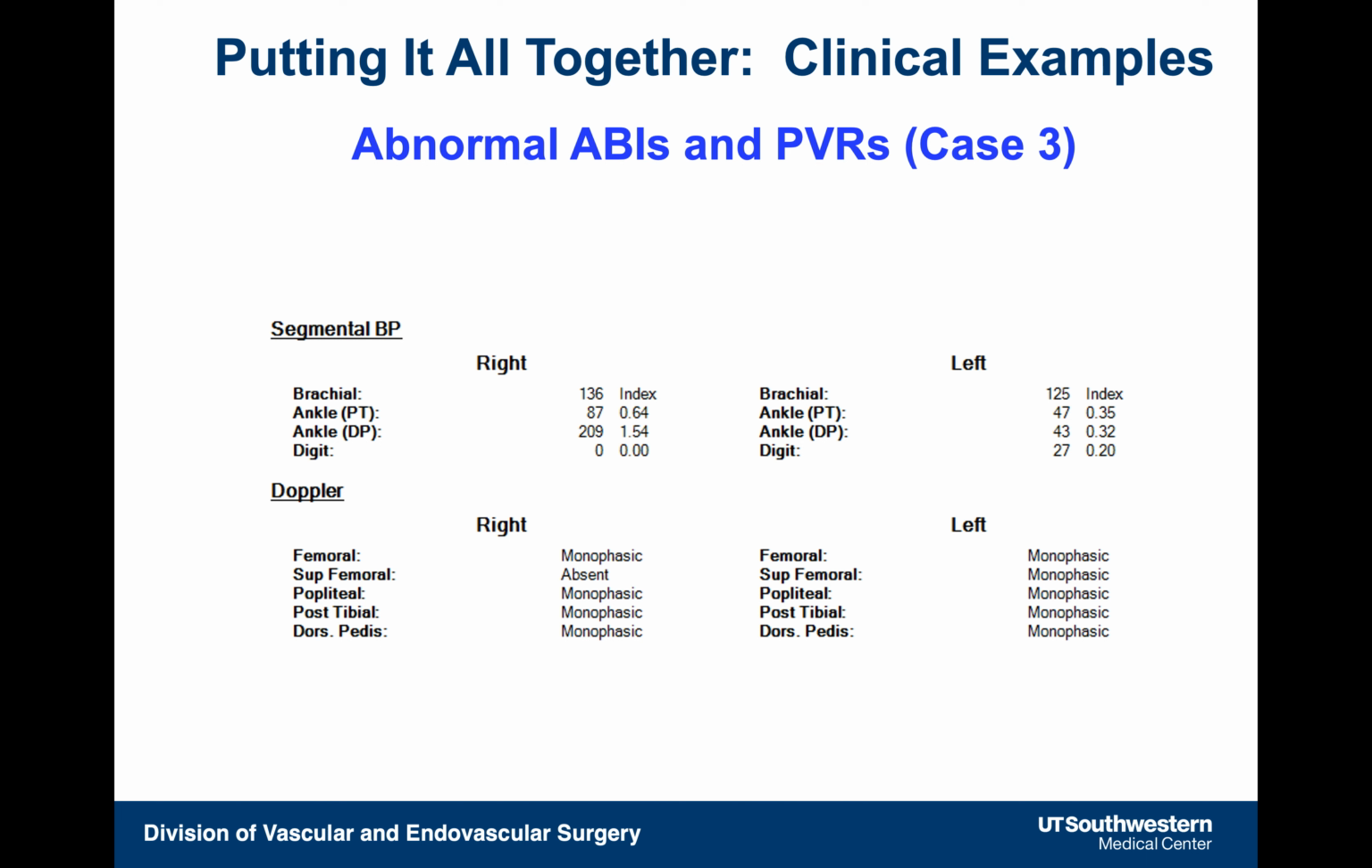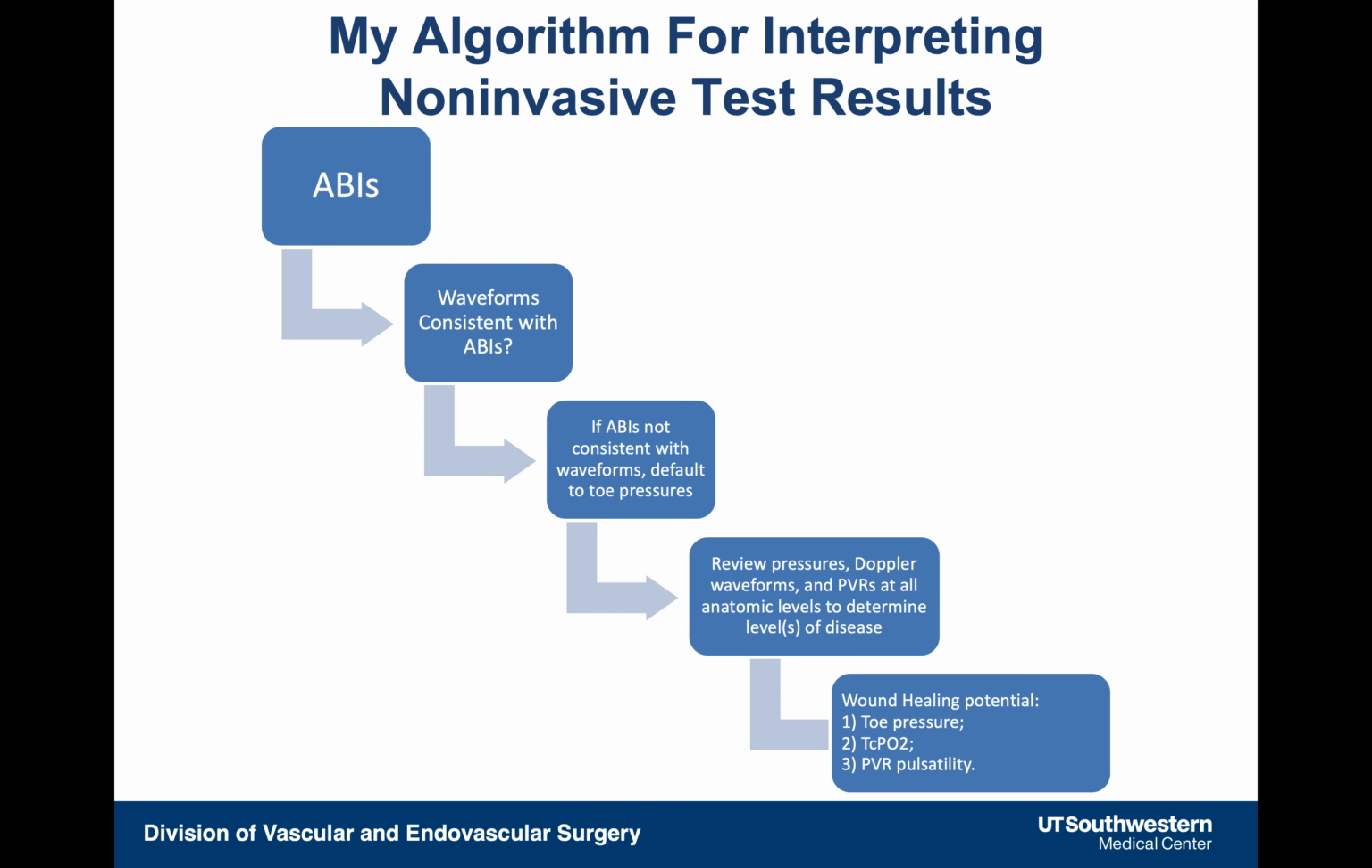You see the ABIs, the toe pressures listed, the interpretation of the Doppler waveforms. Okay, so just to reiterate again, the way I like to interpret non-invasive labs is I begin by looking at the ABIs. Then I ask myself, are the waveforms at the ankle consistent with the ankle brachial index? If so, great. If not, then I default to toe pressures. And then I look up and down the leg at the Doppler waveforms, the arterial pressures, and the PVRs, to determine where the disease is. Is it one level, is it multi-level, or is it no levels?